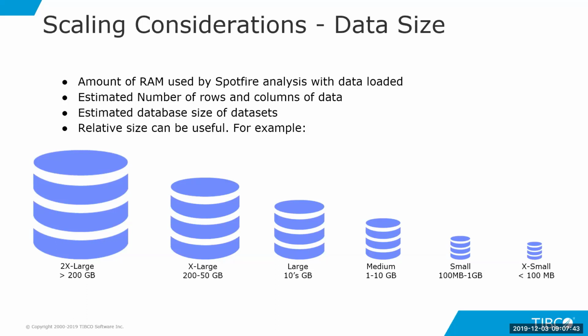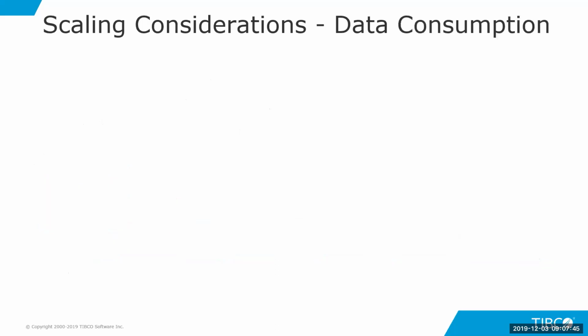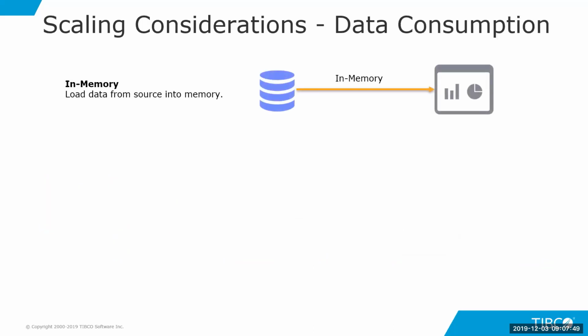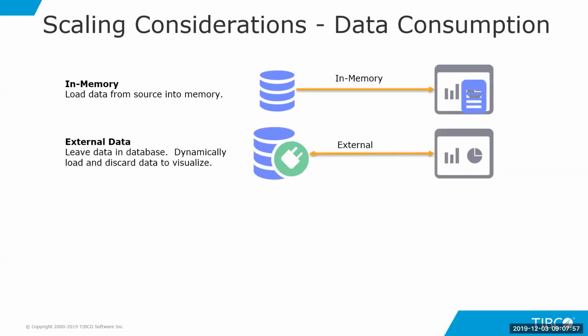So the next bit of information is how you can consume data within Spotfire. The first is in memory, where you pull data from the database and put it into memory. Or you may keep the large amount of data and just pull in a small set of data based on a visualization. With external data, you're sending a query down to the database and only pulling back the data needed for a visualization.